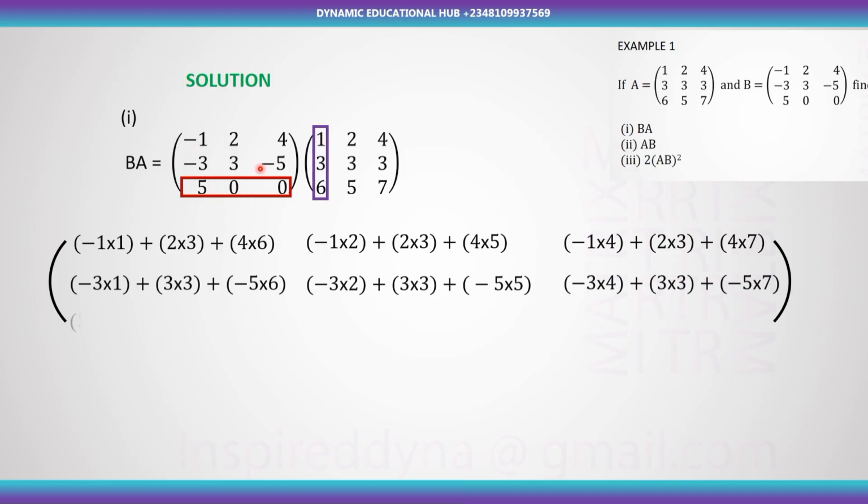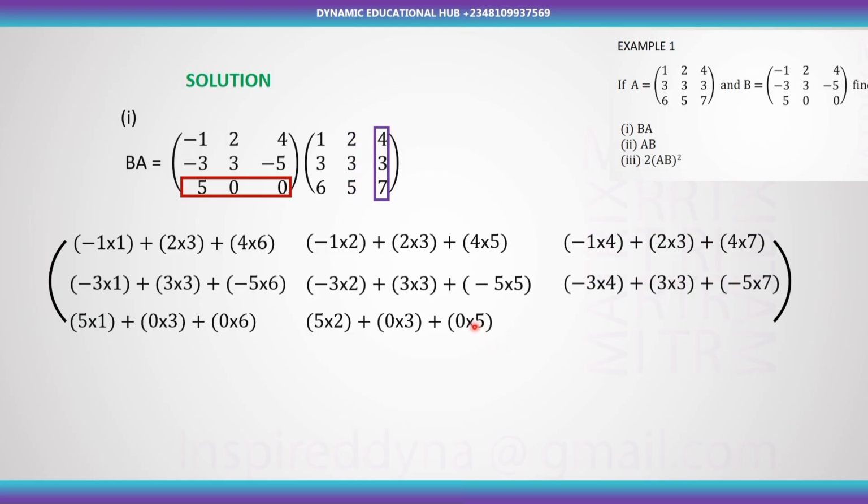Then we pick 5 multiplied by 1 here, plus 0 multiplied by 3 here, plus 0 multiplied by 6 here. Move to the next column. We have 5 multiplied by 2 here, plus 0 multiplied by 3 here, plus 0 multiplied by 5 here. Finally, this column, we have 5 multiplied by 4 here, plus 0 multiplied by 3 here, plus 0 multiplied by 7 here. Now we solve this.